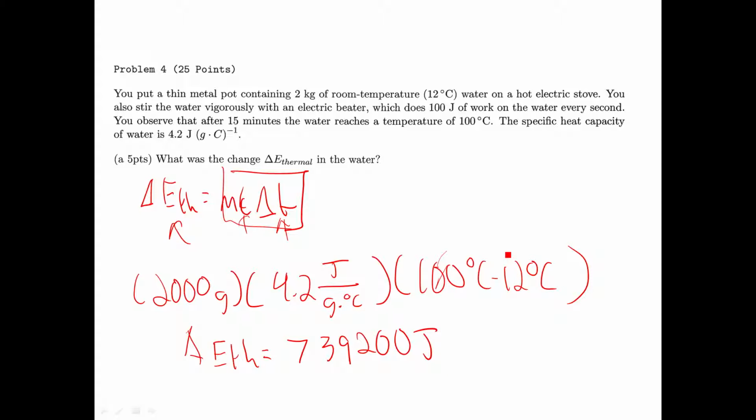Okay, the next part asks us to find the thermal energy transfer Q into the water from the surroundings. What I've learned with energy problems is you always want to go back to our very first fundamental principle, as Dr. Schatz has been drilling into our heads all semester: delta E is equal to Q plus W, right? That's our big equation that we always go back to.